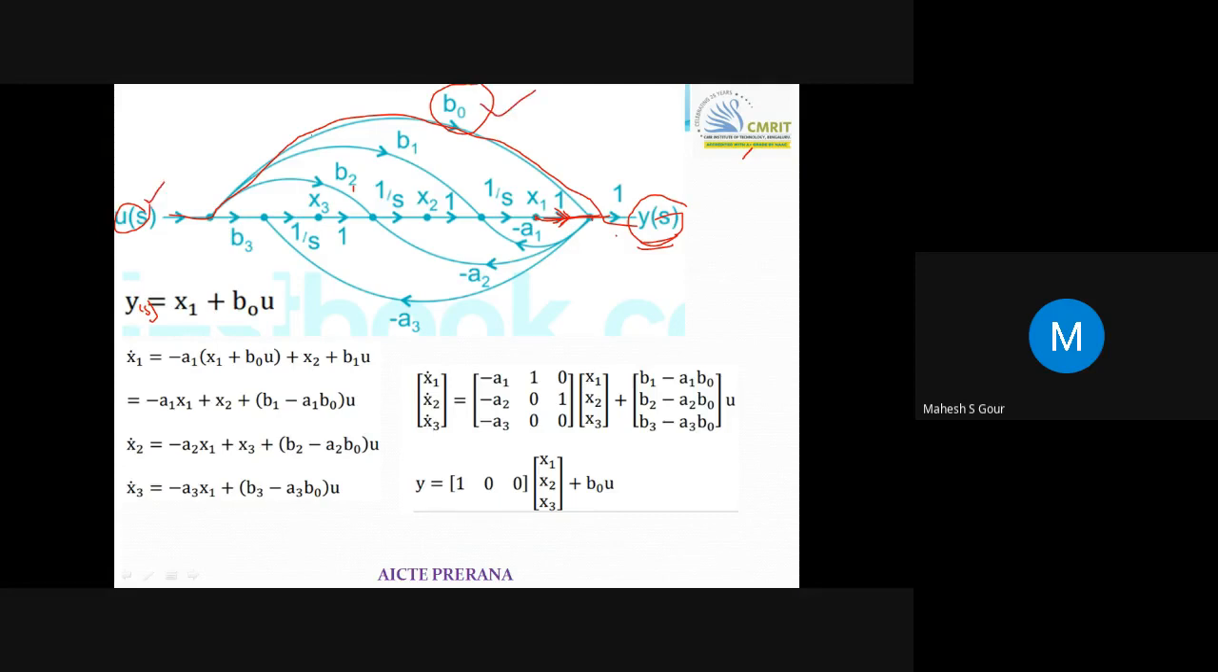Where it is getting multiplied, U of s. So b naught into U of s plus your x1, right? So I'll take one more, x1 of t. So x1 of s. How are you going to write x1 of s? X1 of s means this point. How many forward paths are coming? This is one forward path, right? And there is one more path that is coming to x1, this. Totally 1, 2, and 3.